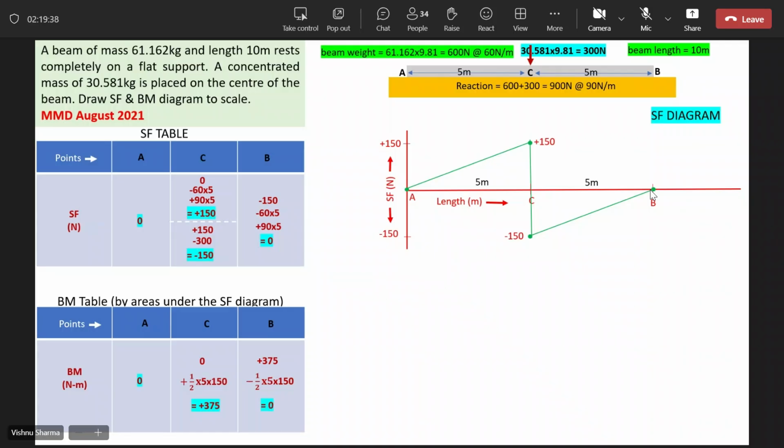Are these the BM values, guys, which are on display? Yes, sir. Then draw the BM diagram, and this MMD question is done. It's a simpler one, but definitely an MMD question. But if you hadn't solved it for this 9.8, it would have gotten a little complicated.